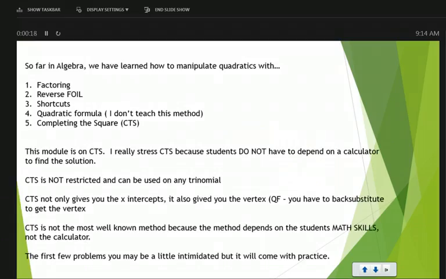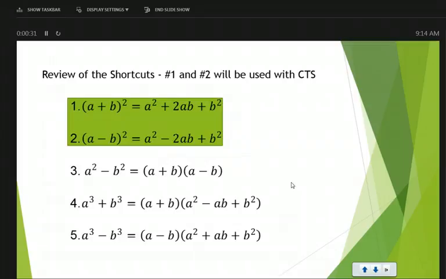Alright, as I showed you. There. Factoring: reverse FOIL, shortcuts, quadratic formula, and completing the square. And all that good stuff right there you don't need to know. There's the shortcuts, but completing the square, we use the first 2 shortcuts. So you need to make a note of that. So take your highlighters out and highlight those first 2 shortcuts, because those are the 2 shortcuts that you're going to be using in completing the square.